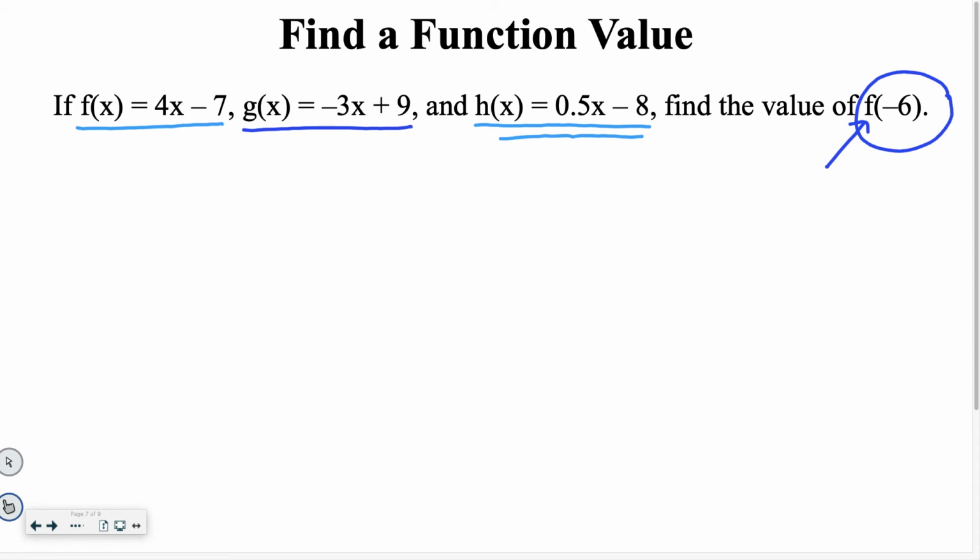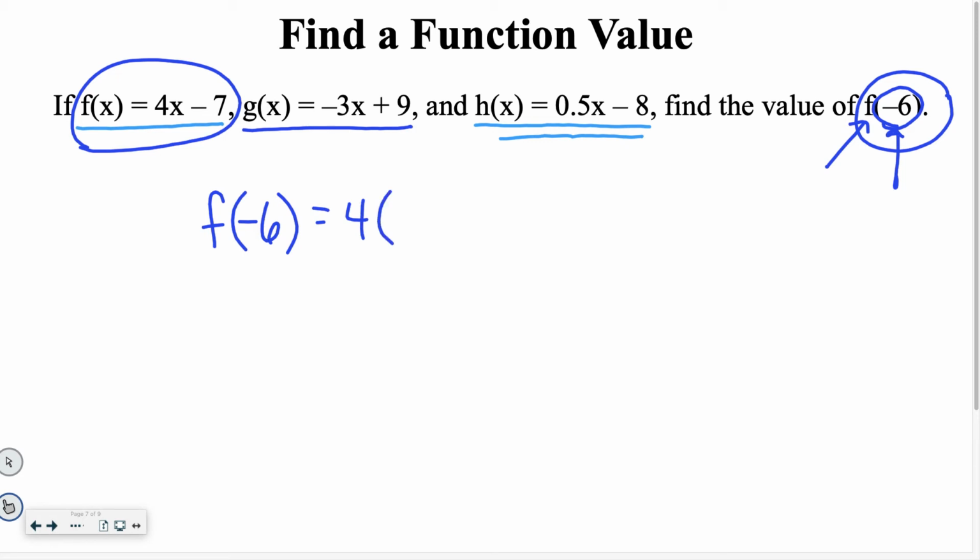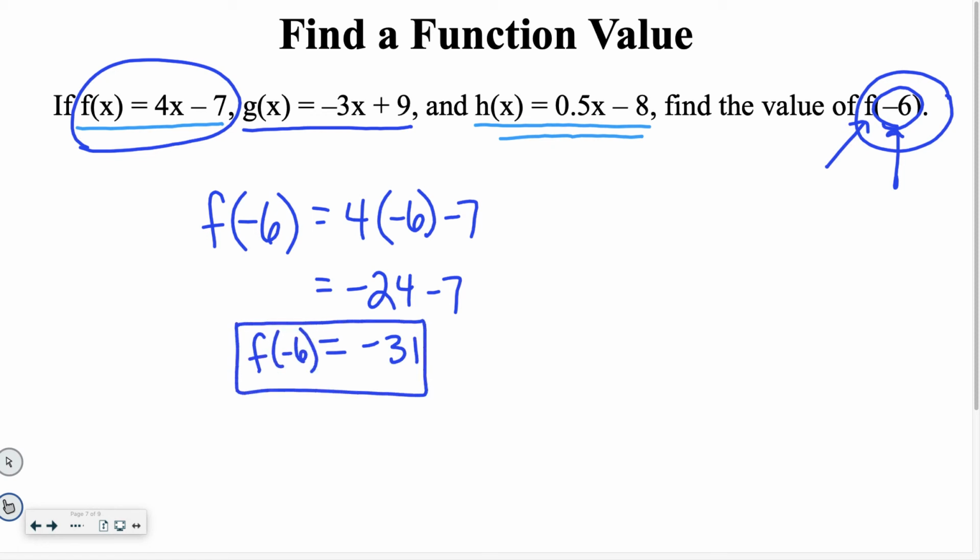This tells you which equation to plug it into, so I'm going to go all the way back to my f of x equation. So I'm going to say f of negative 6 equals 4, and then anywhere that there's an x, I'm going to replace it with a negative 6. So then using order of operations, this is 4 times the negative 6, or negative 24, minus 7. Negative 24 minus 7 is negative 31. So f of negative 6 equals negative 31. And then I'm all done with that problem. That's all the farther I have to go.